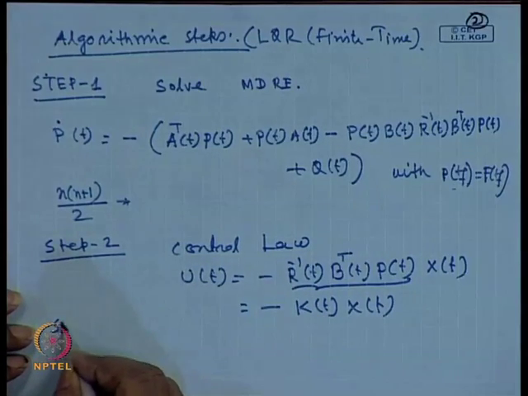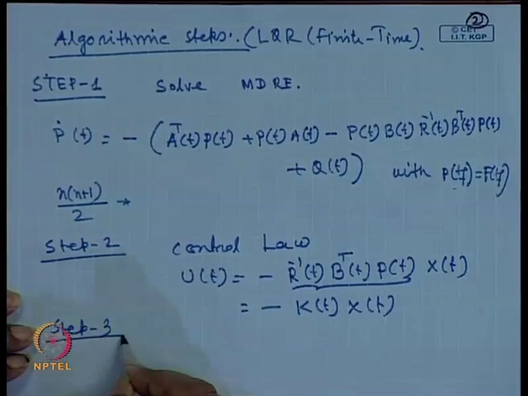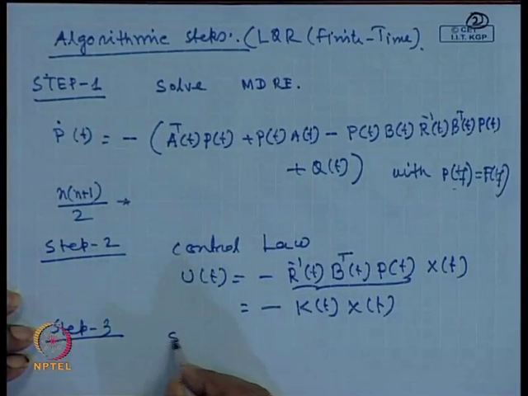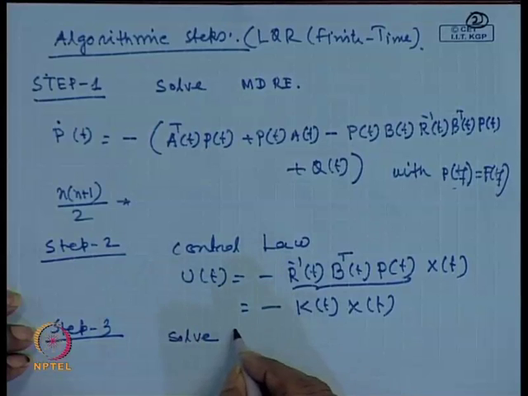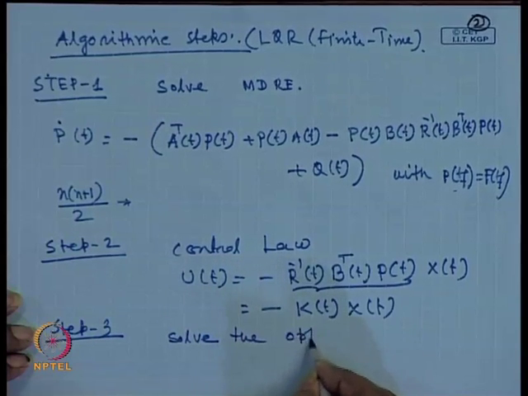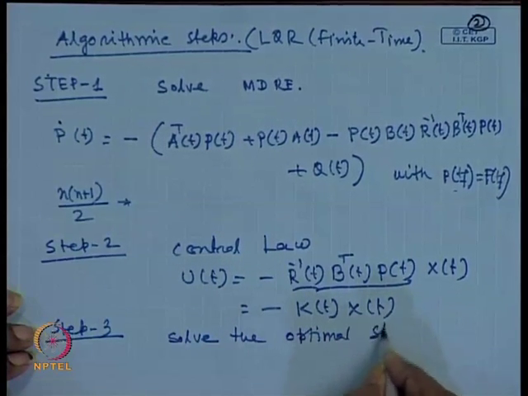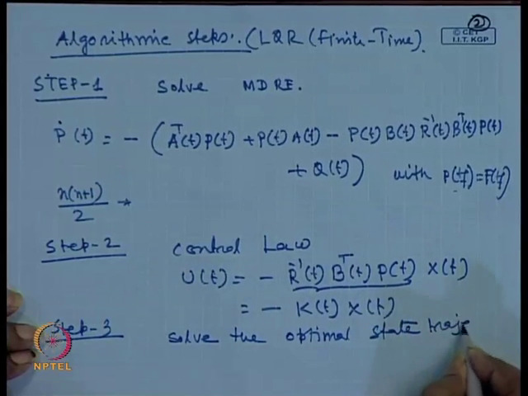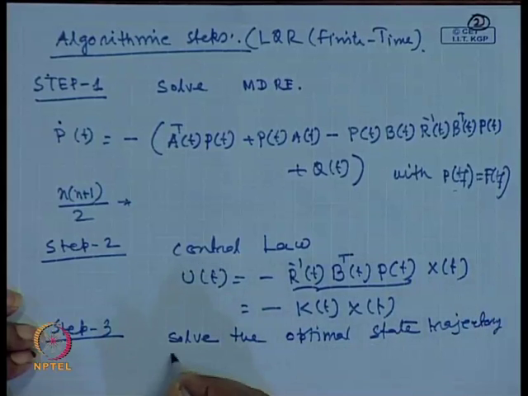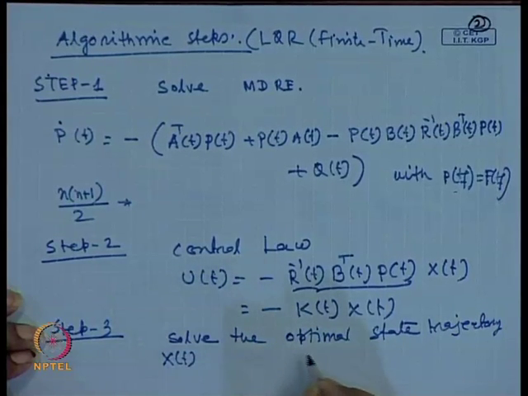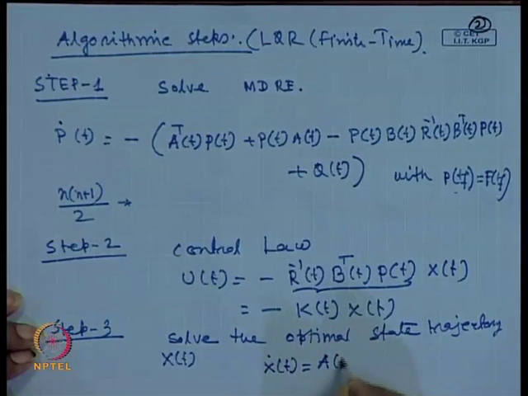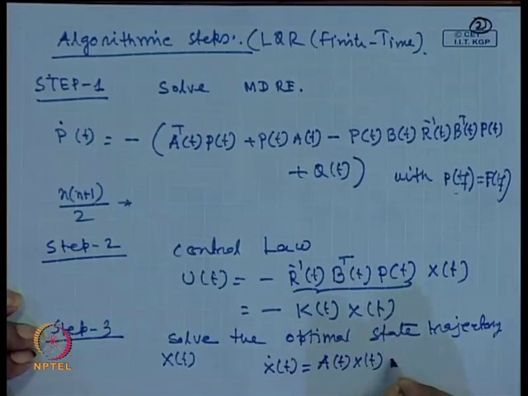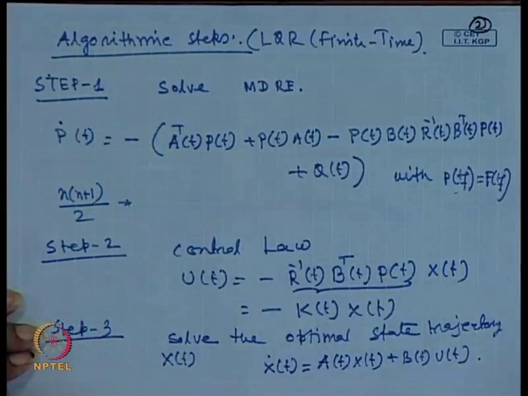Then step 3: solve the optimal state trajectory x star of t by using the equation x dot of t is equal to A of t x of t plus B of t u of t.